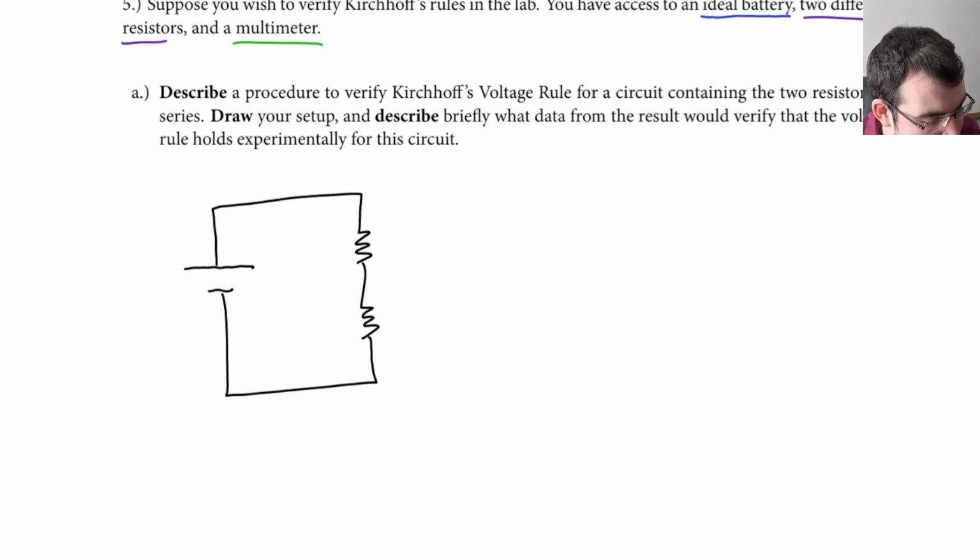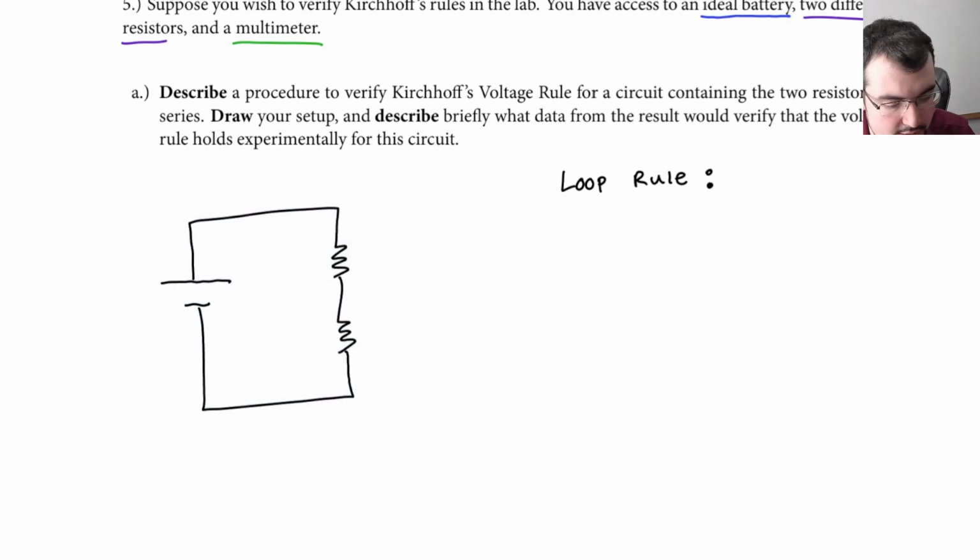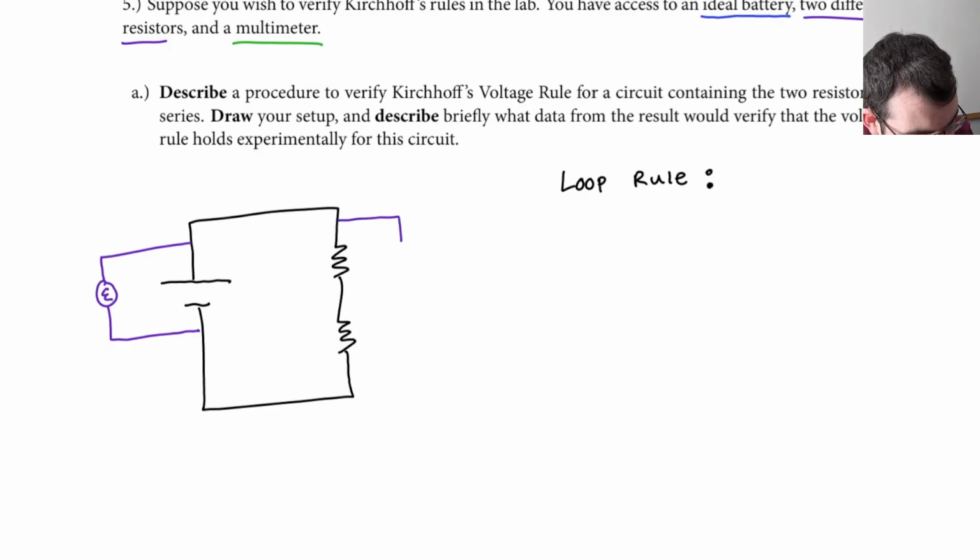So what does Kirchhoff's voltage rule, also known as the loop rule, say? Well, the loop rule says stuff about voltages. So you can imagine that if we're verifying the loop rule, we're going to want to determine all these voltages. You can probe these one at a time. First, you would take the voltage across the battery terminals to get the battery voltage. Then you would probe across one resistor. Then you would probe across the other resistor.